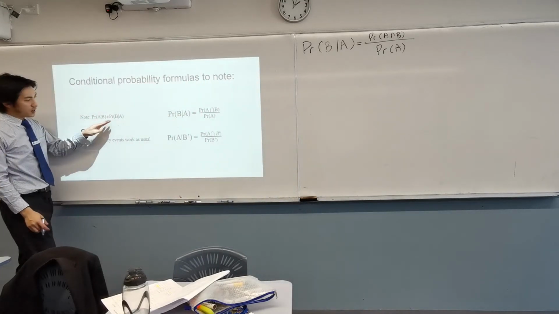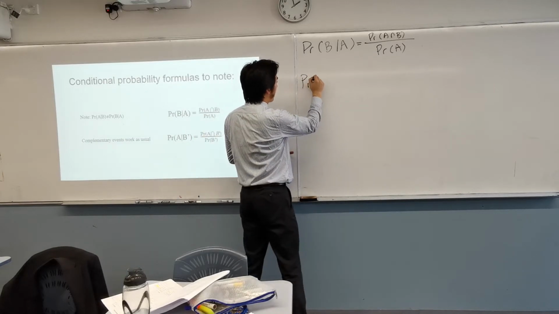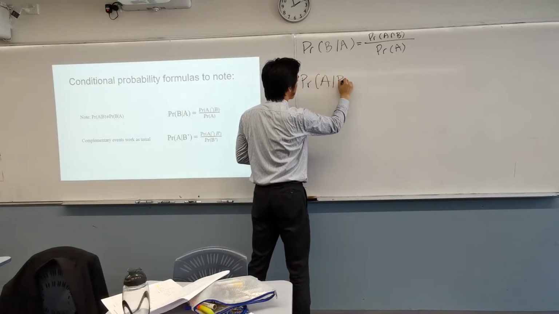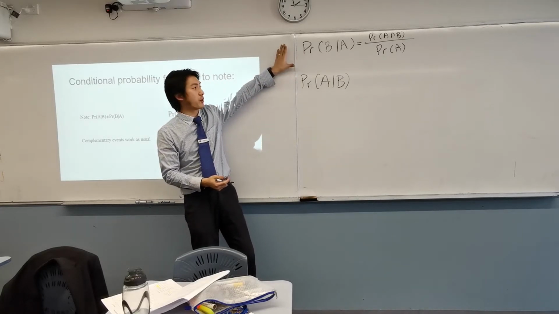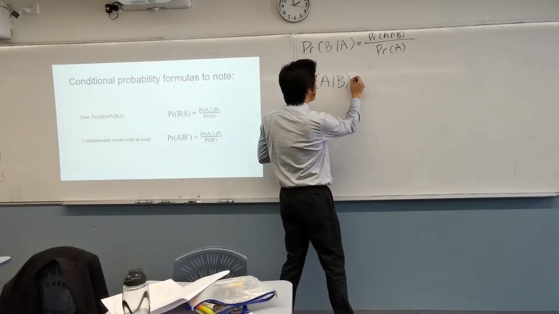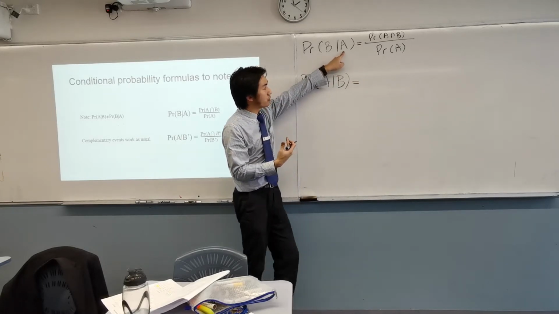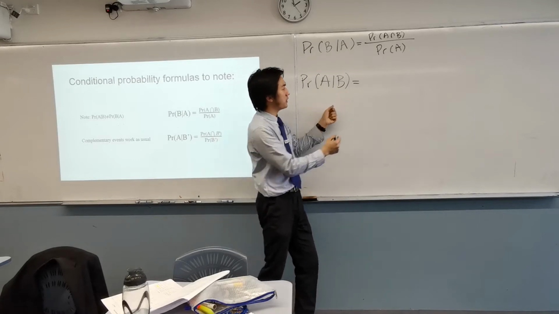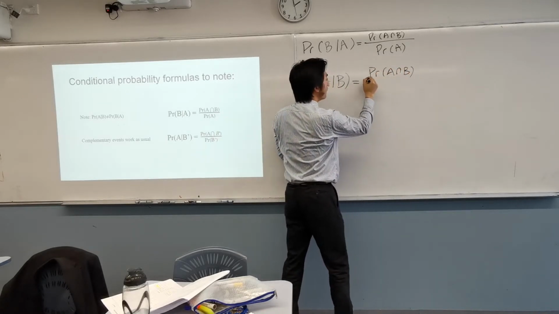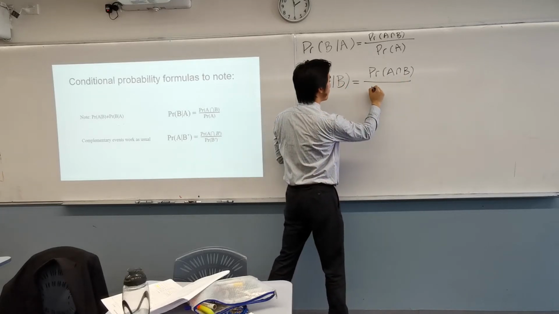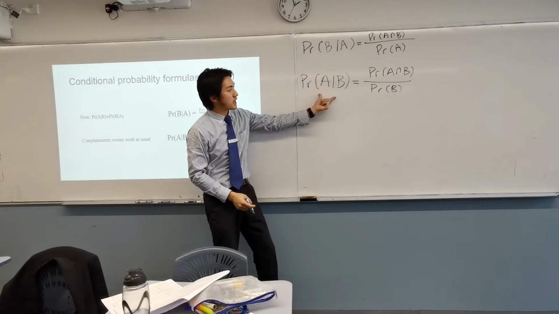There's a special note there. If you write the condition the other way around, it's not going to be the same as your previous equation. The way it's different is that your condition has changed. Previously, your condition was A, now your condition is B. The numerator of the fraction is still the same, but you're dividing it by the other event. So you must never mix these up.